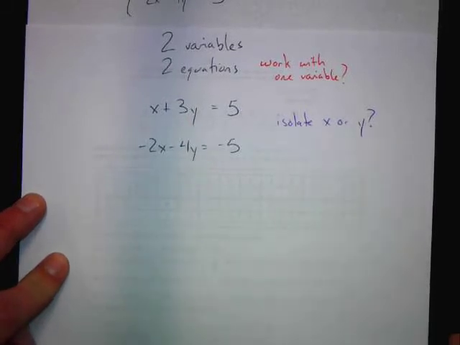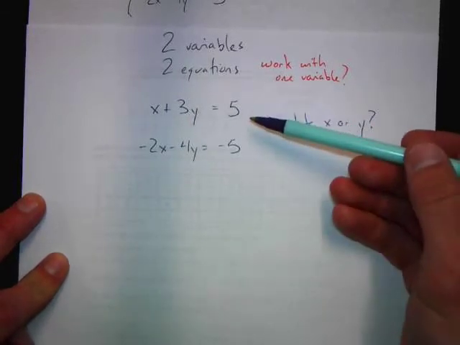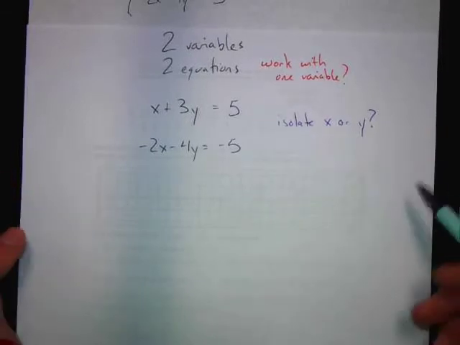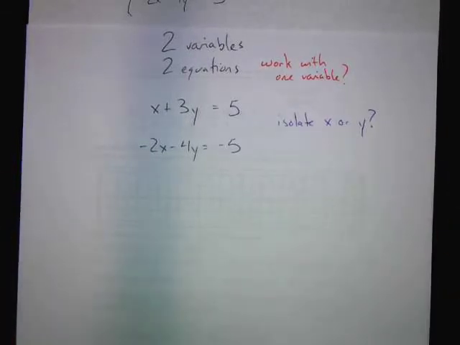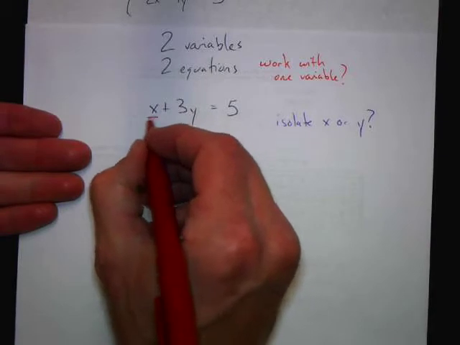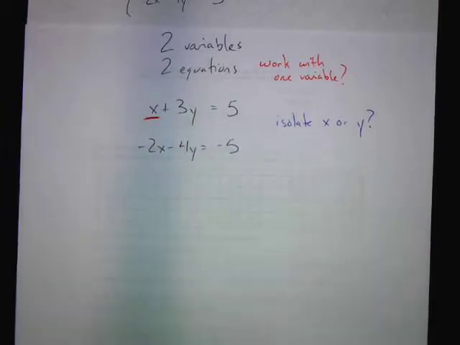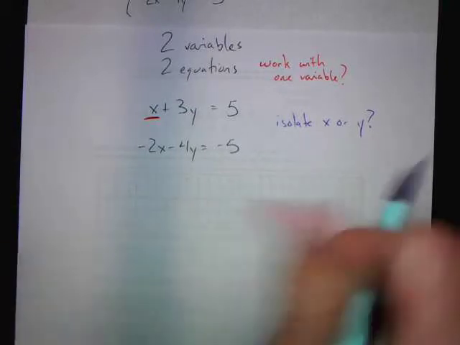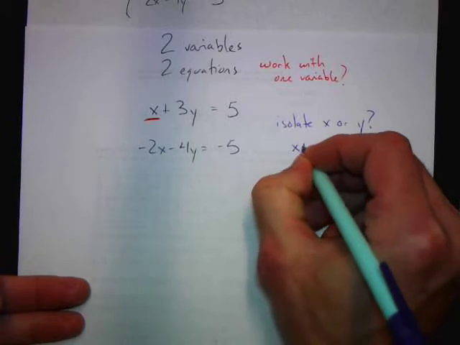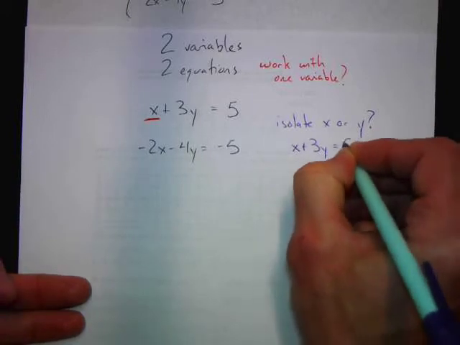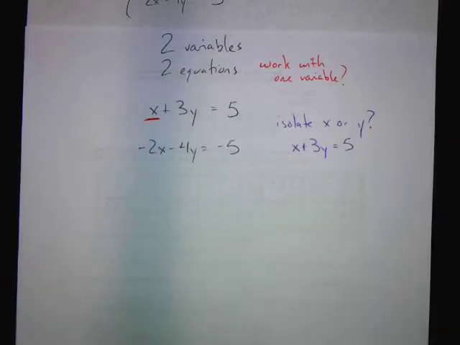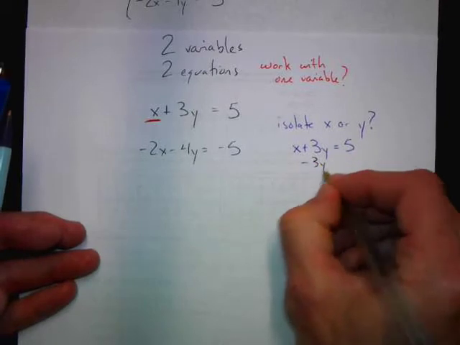We know how to do these things, but look at this equation. There's a way easier variable to isolate, right? It's so easy to see that we can isolate this x. It's just one simple step. So we see this equation, x plus 3y equals 5. It would be so easy to isolate that x. All we've got to do is subtract 3y from both sides.